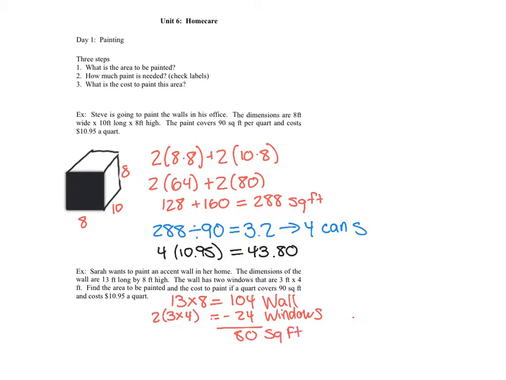And since 1 can covers 90 square feet, we know that we only need 1 can. And since we only need 1 can, we actually already know the cost. The cost would just be $10.95.